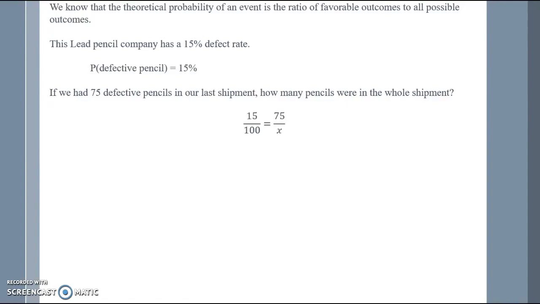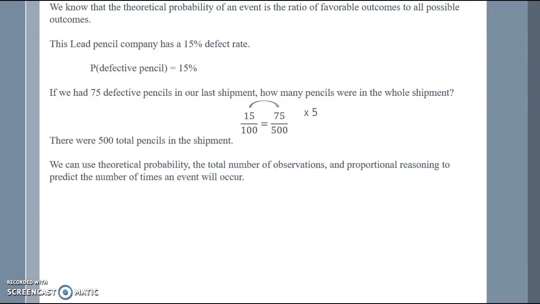We can write a proportion here. So 15 out of every 100 are defective. We'll set that equal to 75 were defective. So notice that I have defective in the numerator and total pencils in the denominator. So we want to know how many were in the total shipment. Well, I know that 15 times 5 is 75. So therefore, if I took 100 times 5, I would end up with 500. So therefore, there are 500 pencils in the shipment.